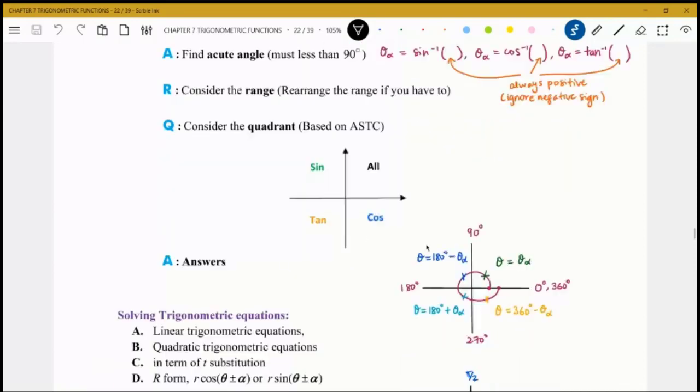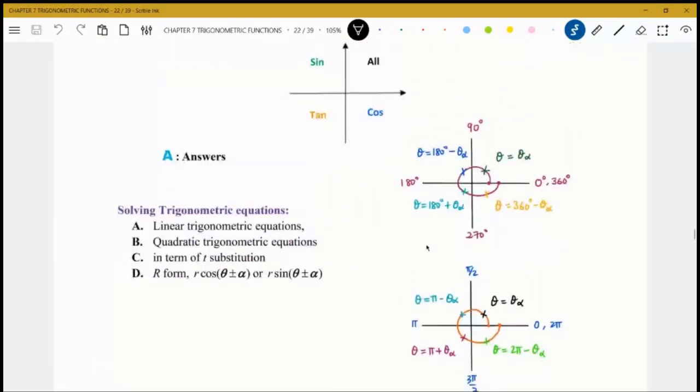Okay, and then yang ini tolong letak pada nota in order to find the acute angle. Okay, if your angle lies on the first quadrant, theta kamu akan sama dengan theta acute angle. If your angle lies on the second quadrant, untuk dapatkan theta dia adalah 180 tolak acute angle. And then for the third quadrant will be 180 plus acute angle. And then the last for the quadrant 4, 360 minus acute angle in order to find the theta.